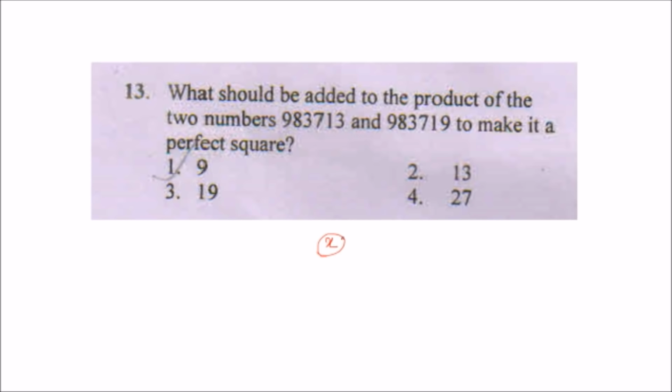Suppose the numbers are a and b, and the product of a and b is x. We should take any round number greater than x which is a perfect square, suppose y. Then the difference is the extra value to be added to x so that we get y as a perfect square. After calculating all this, I have got the answer 9.